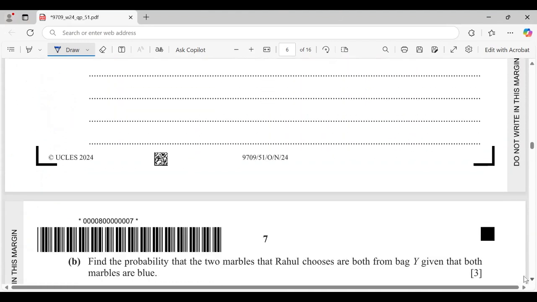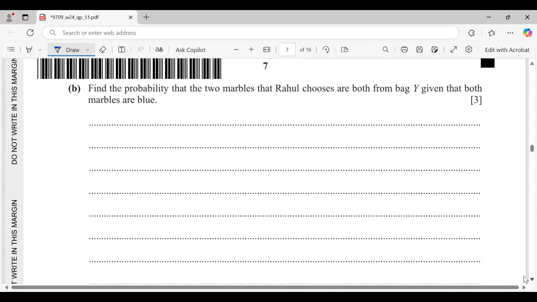Next question. B. Find the probability that the two marbles that Rahul chooses are both from bag Y, given that both marbles are blue. We are looking for a conditional probability: the probability of bag Y, given both marbles are blue. So bag Y, blue, blue, like this.